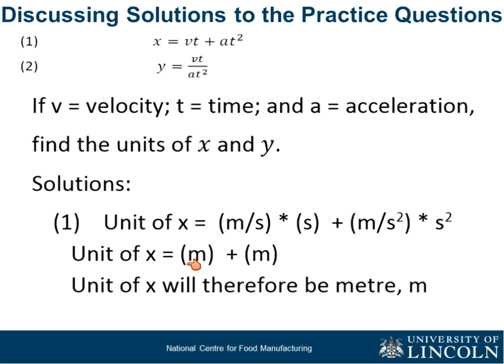We are left with m, and on the other hand, seconds squared is down and seconds squared is up, so they will cancel out each other. So we are also left with m. You can see that we have the same unit for both quantities. This quantity and this quantity have the unit of m, which means that our x will be in meters. So the unit of x will be meter.